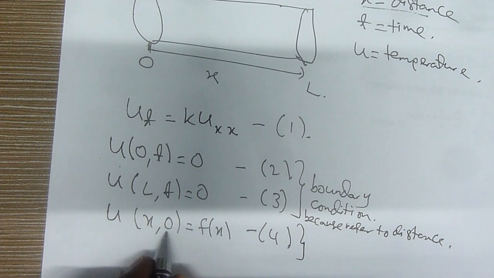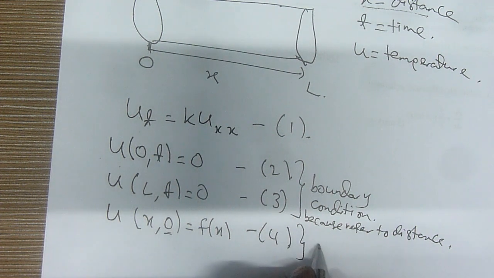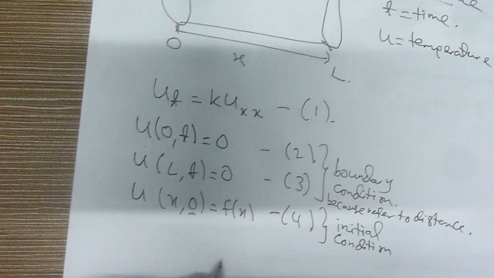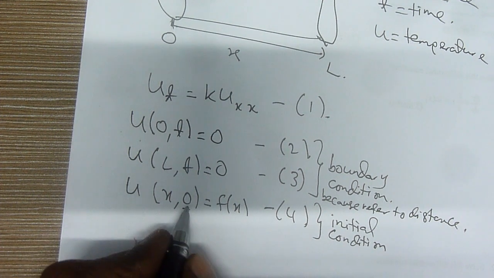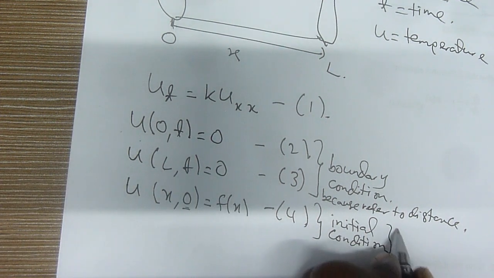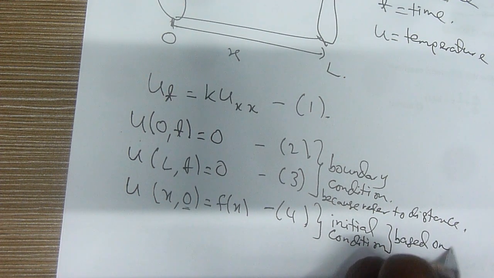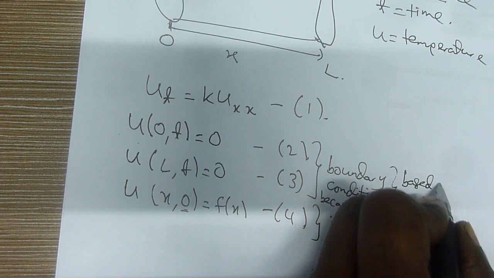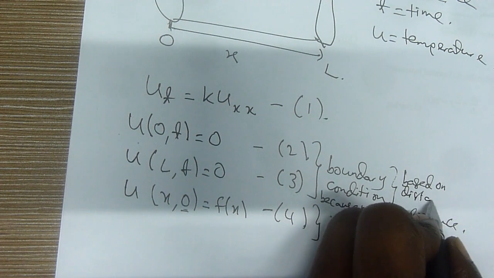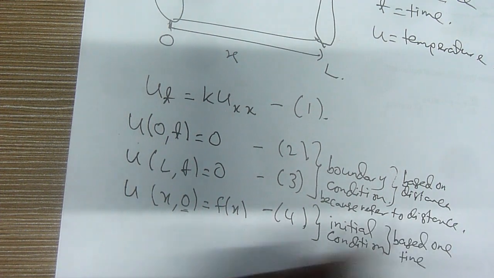This one refers to the t, right? T is the beginning, t is 0, therefore we call this an initial condition. There are two types of conditions: one is a boundary condition, and one we call an initial condition. Initial means you initiate based on the time. This one is a boundary condition, based on distance.